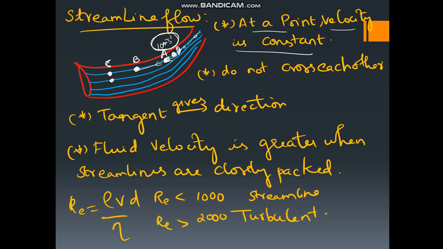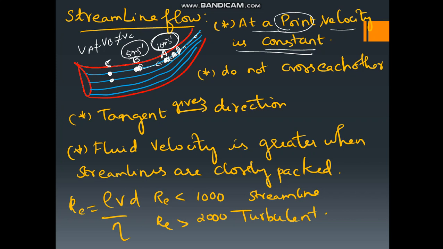At B, let the speed be 5 m/s for the first particle. For the second particle also at B, the speed is 5 m/s. For the 11th particle also at B, the speed is 5 m/s. So at a point velocity is constant, but velocity at A is not equal to velocity at B, which is not equal to velocity at C. At different points the speed is varying, but for all the particles at a particular point the speed is constant.